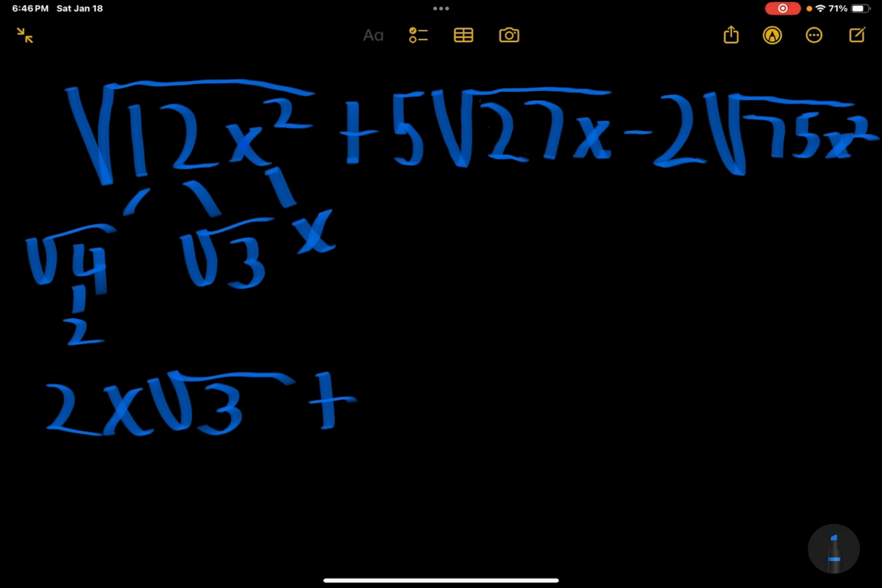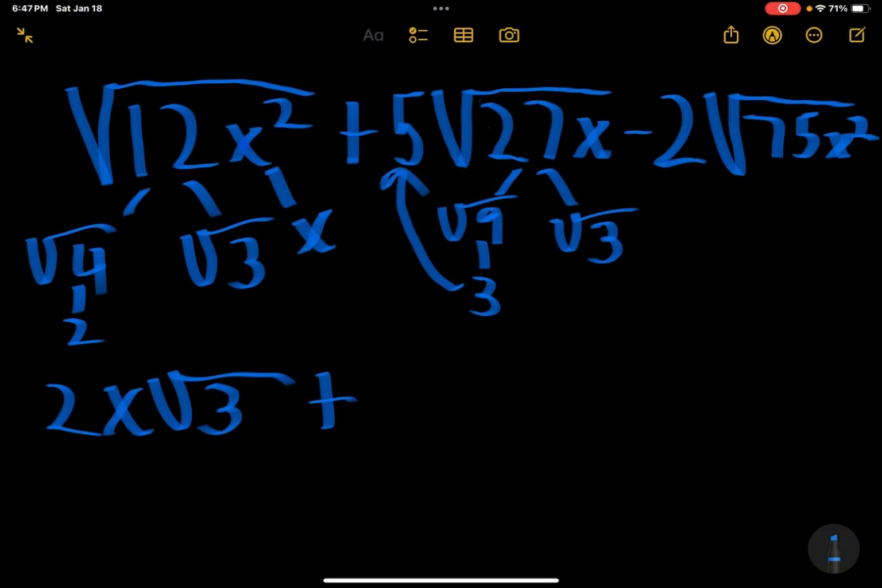Plus 27x. We got square root 9 square root 3. Square root of 9 is 3, because 3 times 3 is 9. And you multiply that by 5. So we got 15 square root 3x. We can't simplify this x because it's not an x squared. If it was x squared, we would simplify it and get it out of there, but it's not.